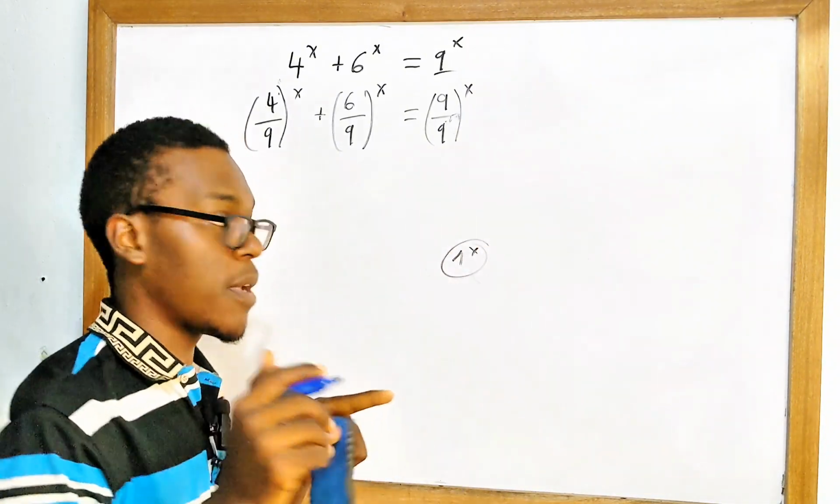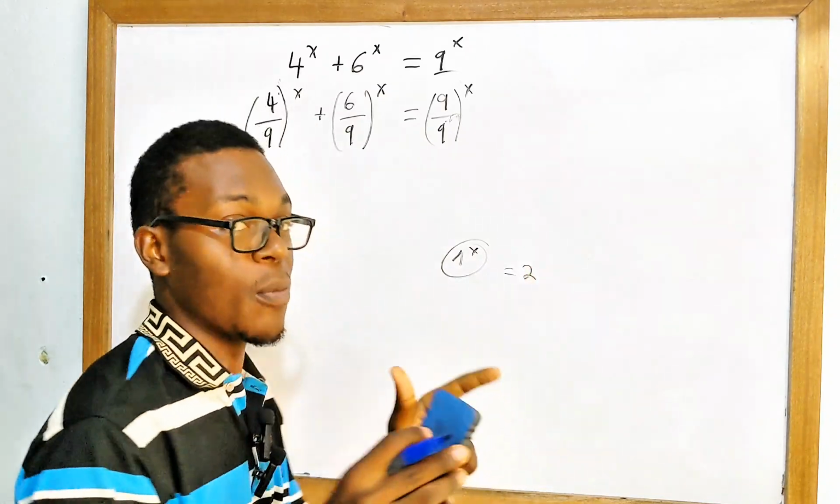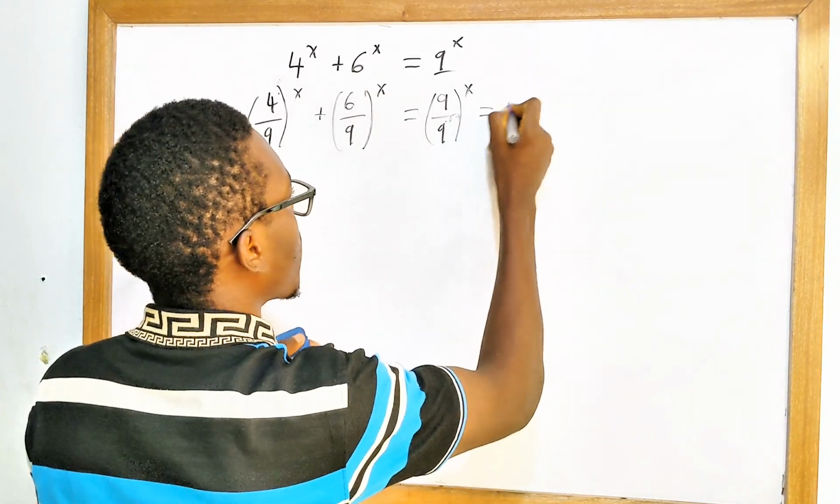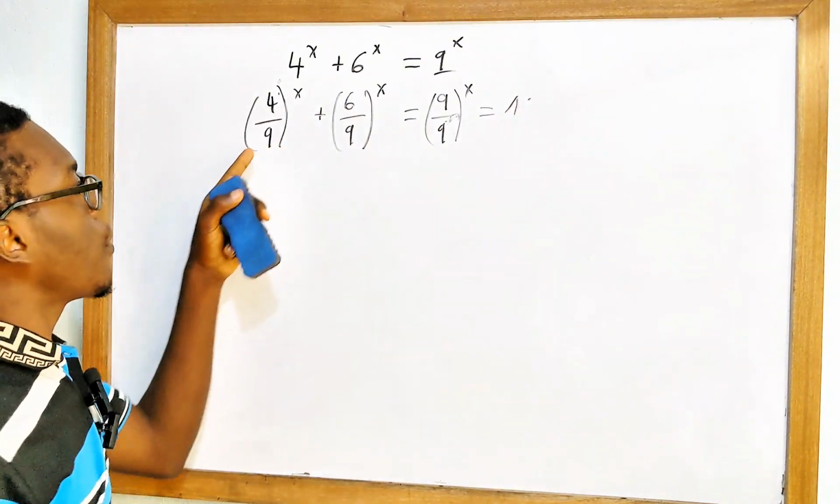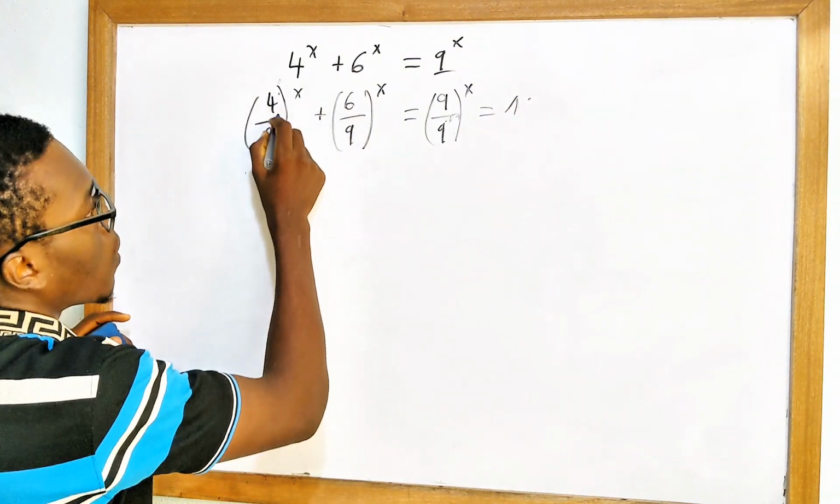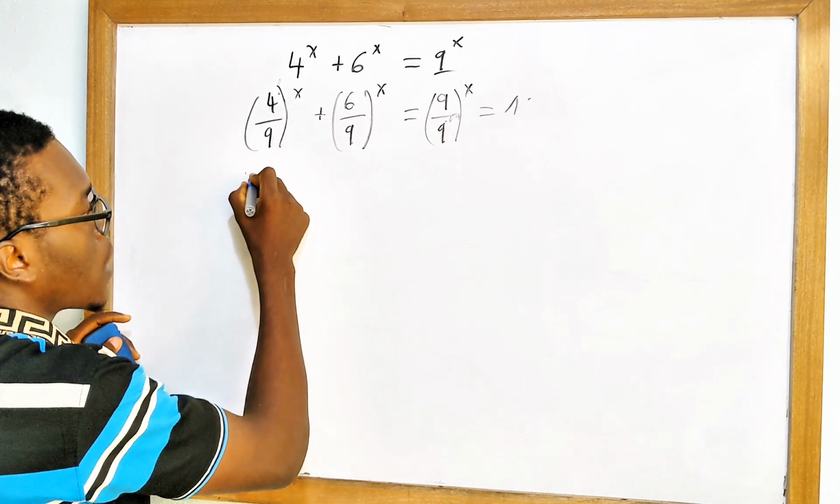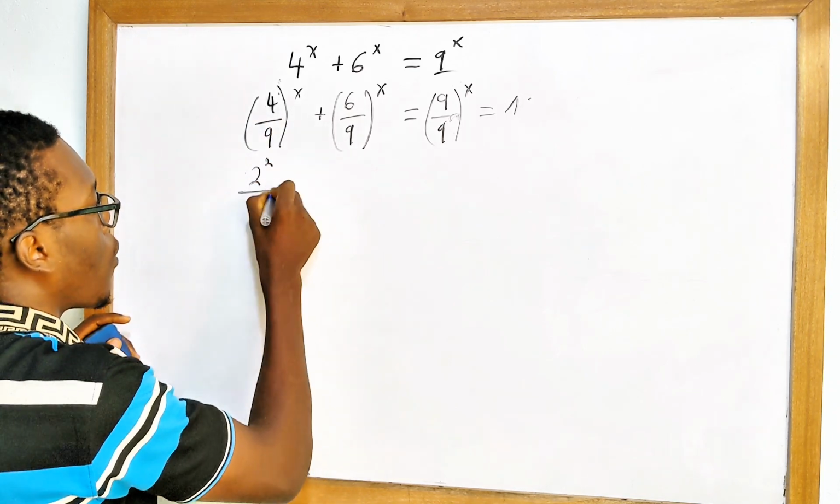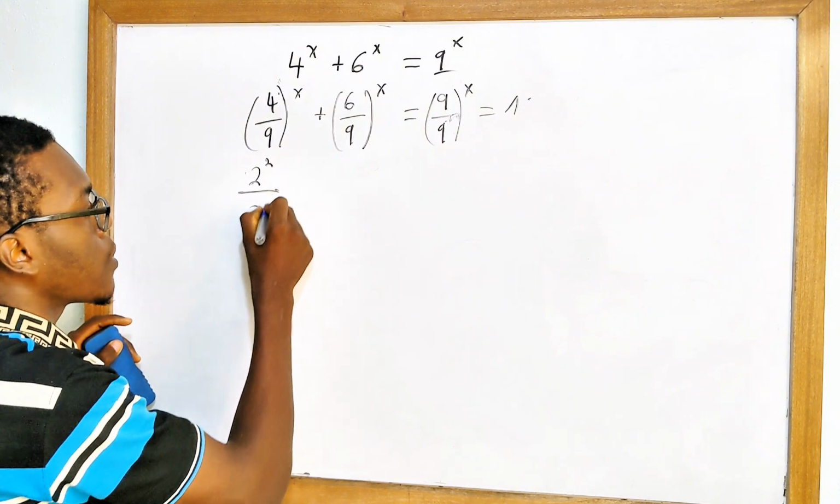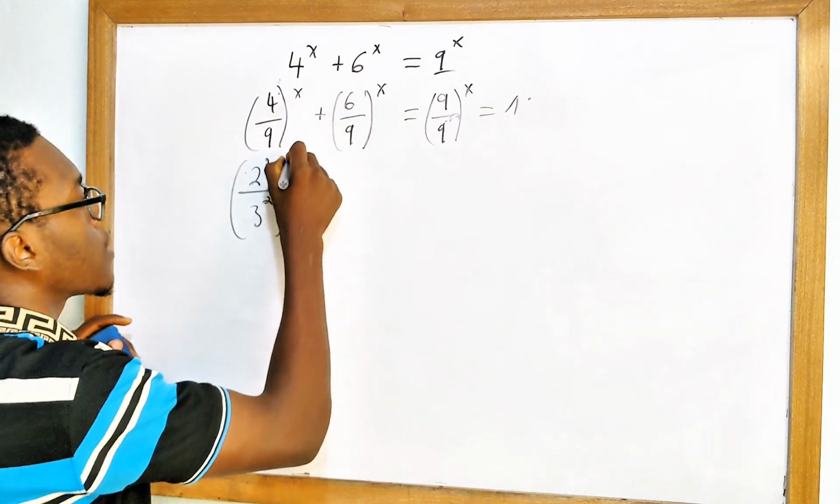And we know that 1 raised to the power x will automatically turn to 1. That's logical, but someone might say it might turn to 2, but for the moment let's focus on the essential. Okay, this will be equal to 1. 4 to the power x is the same thing as 2 times 2, that will be 2 squared, all over 9, which is 3 times 3, that will be 3 squared, all that to the power x.